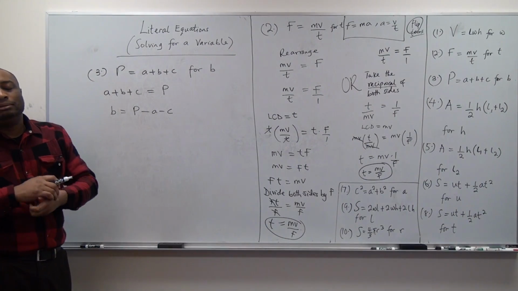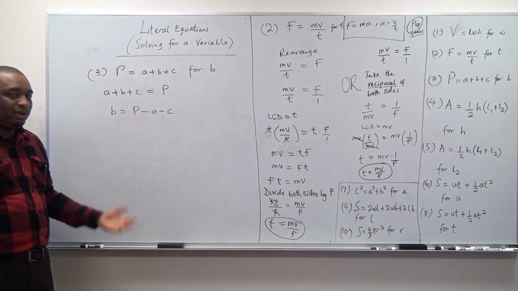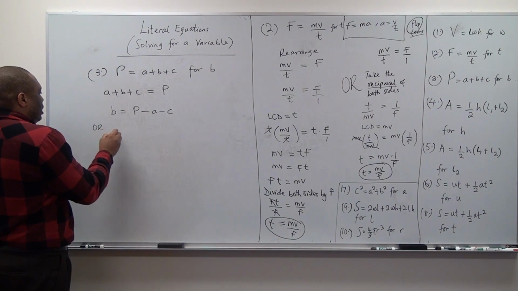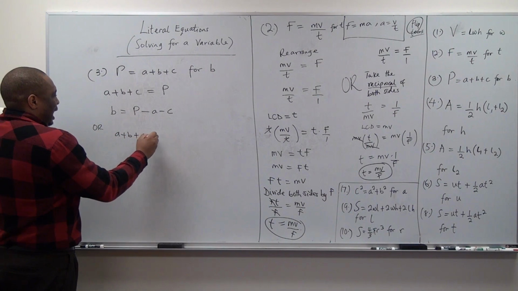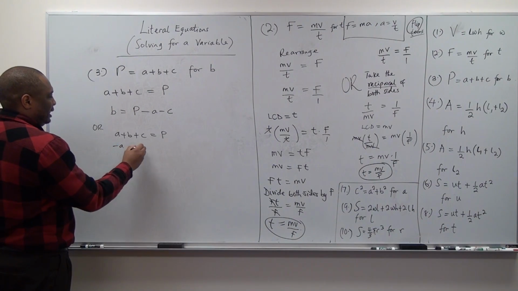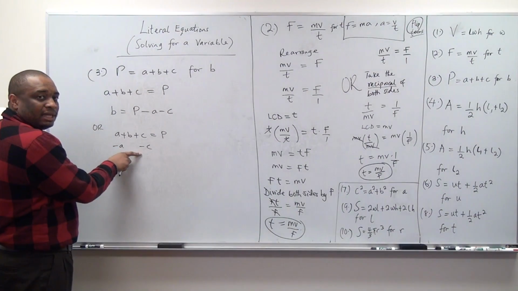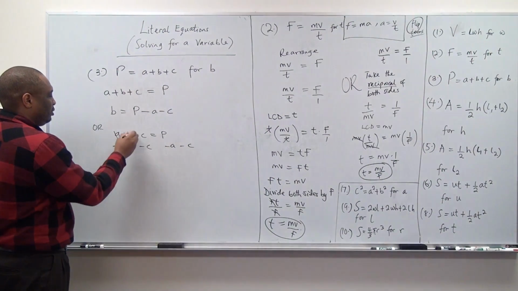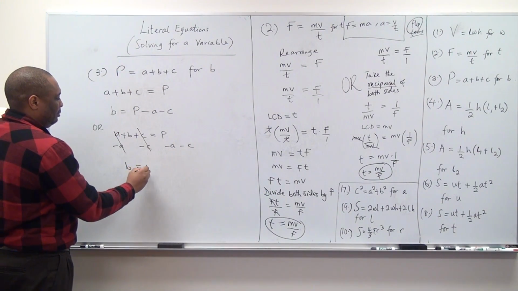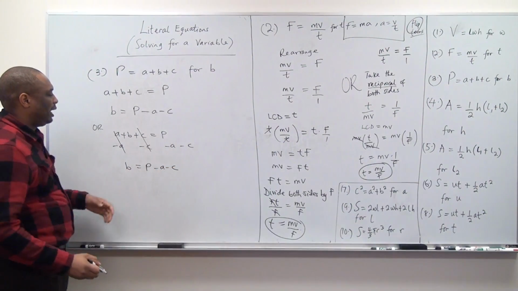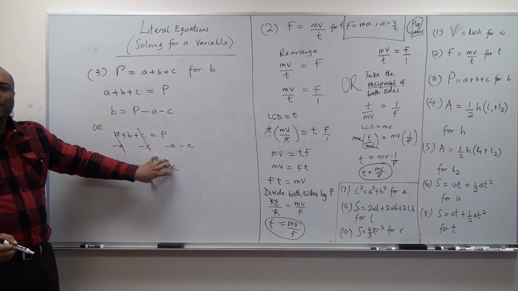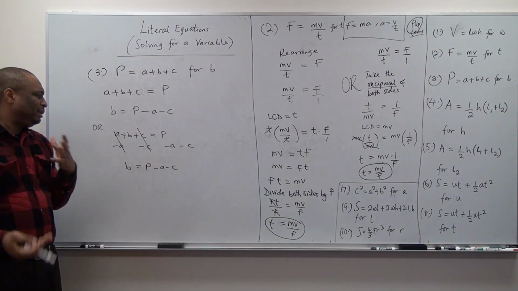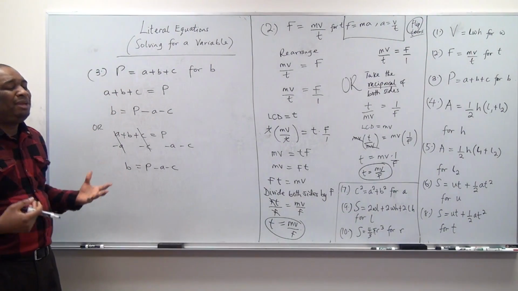Now, some books might do it another way. In some books, you might see it this way. But I don't usually like going this way. Minus A minus C. Then whatever you do to the left-hand side, you also do to the right-hand side. Minus A minus C. And this will cross out, this will cross out. B will now be B minus A minus C. I don't usually like doing it this way because sometimes when you have a lot of terms, you keep on doing it, and there might be some errors.